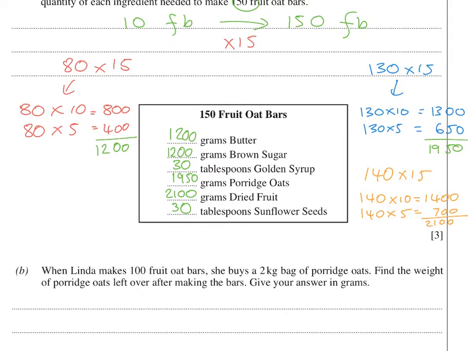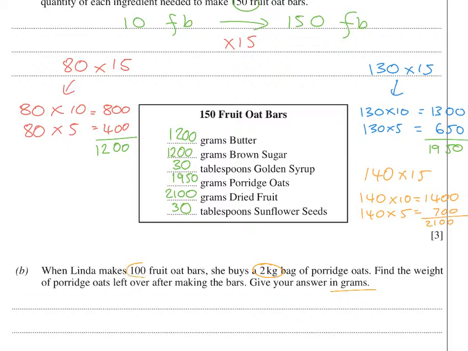Okay, the next part of the question says, when Linda makes 100 fruit bars, she buys a 2 kilogram bag of porridge oats. Find the weight of the porridge oats left over after making the bars. Give your answer in grams. Okay, so that's in kilograms. They want the answer in grams. Just be aware of that. That's things we need to just be starting to pick out before we go on too far.